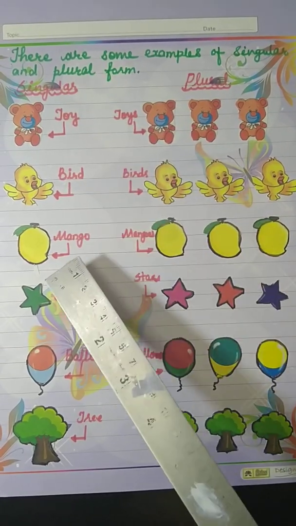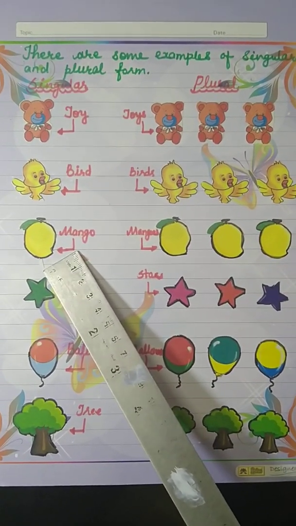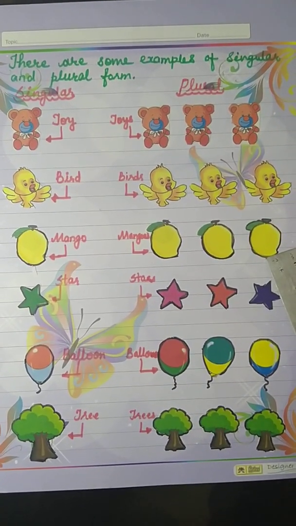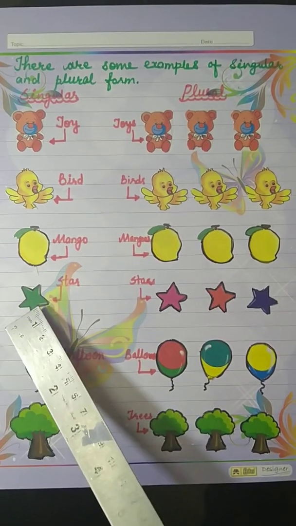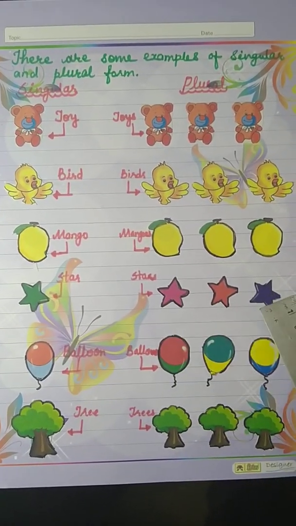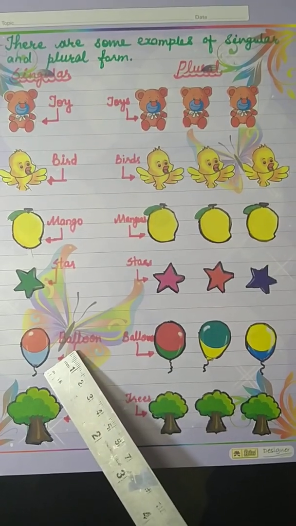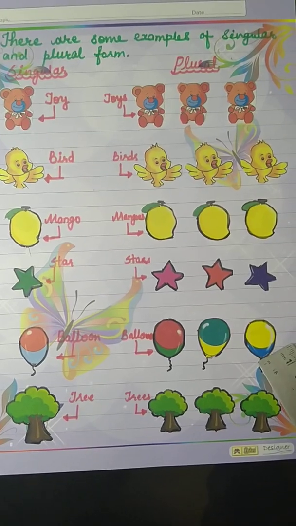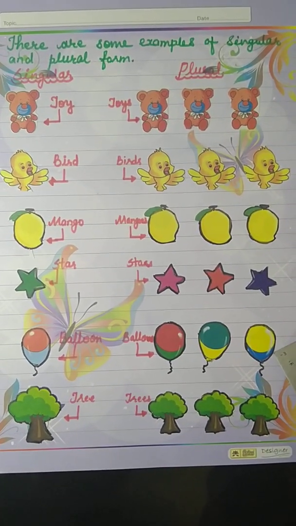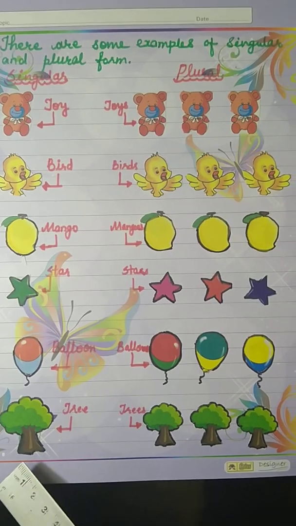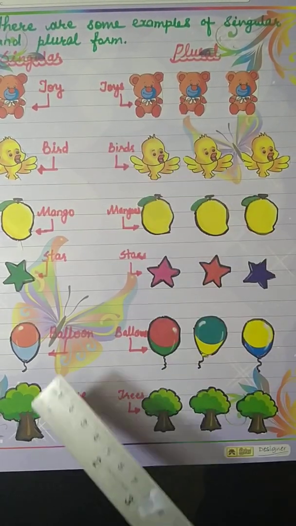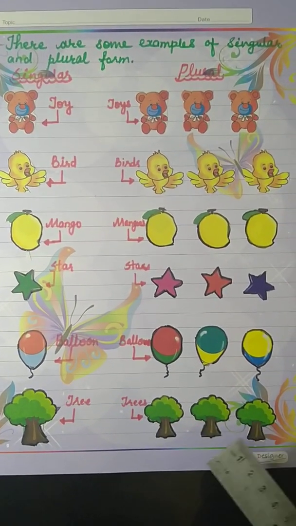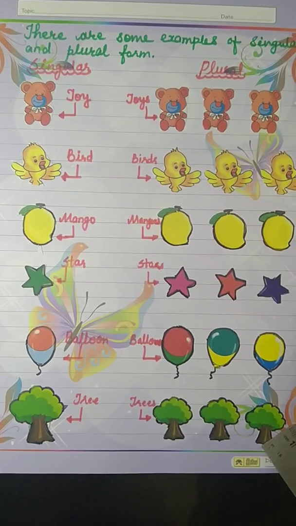And in this singular category, one more is mango. It is one mango. Okay, and here is mangoes. A star, plural form stars. Balloon, singular form a balloon, balloons. More than one, so it is plural form balloons. And here is a tree, singular form one tree, and here is plural form more than one, so trees.